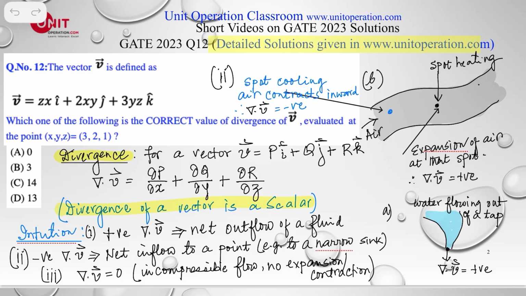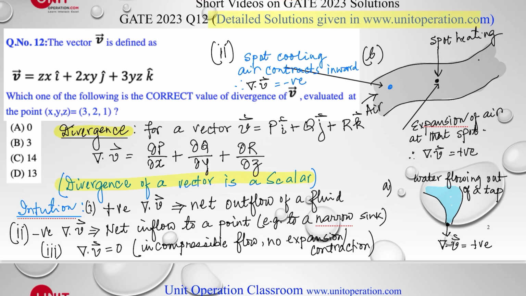Unit Operation Classroom. We are now discussing GATE 2023 question 12. The vector is defined by this expression here. Which one of the following is the correct value of the divergence? We have to find out the value of the divergence evaluated at a certain point.